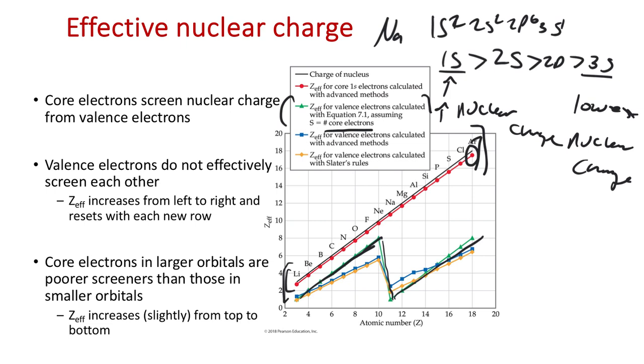So we start low on the left side, go to high effective charge on the right side, and then we reset that trend. This is why we go from metallic elements across to non-metallic elements, and eventually get to the noble gas group of stable monoatomic gases. And so this is our resetting trend. The resetting trend is periodicity.